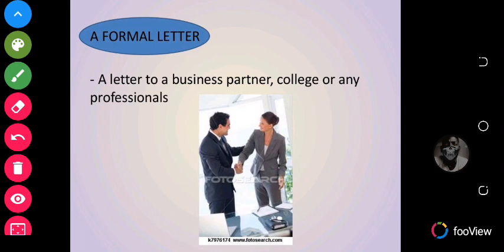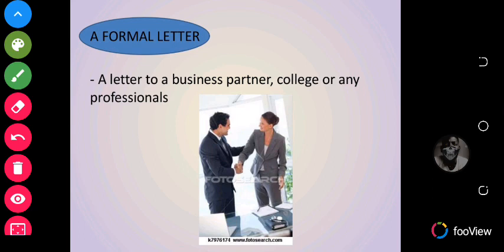Now let's look at the formal letter. A formal letter has to do with information directed to a business partner, a colleague, or any professional. It could be your employer, your boss, your colleague, a professional, your doctor, whoever. For anyone of such caliber or position, any letter written to them is supposed to be formal, and the idea is so that you attach some form of respect to it.